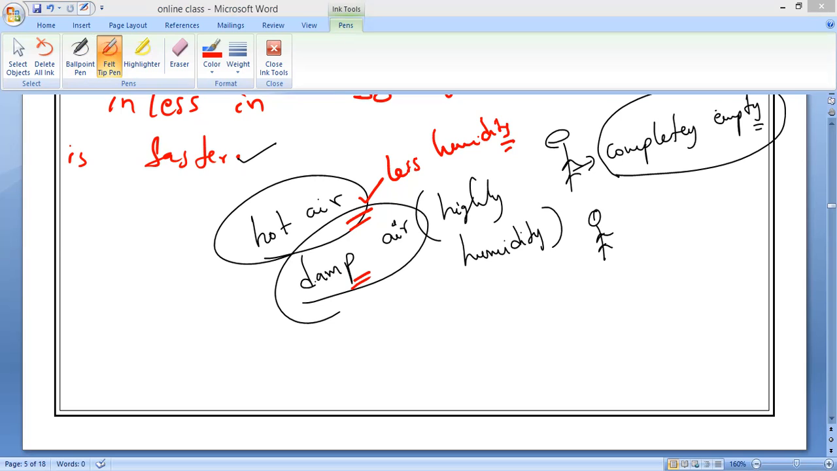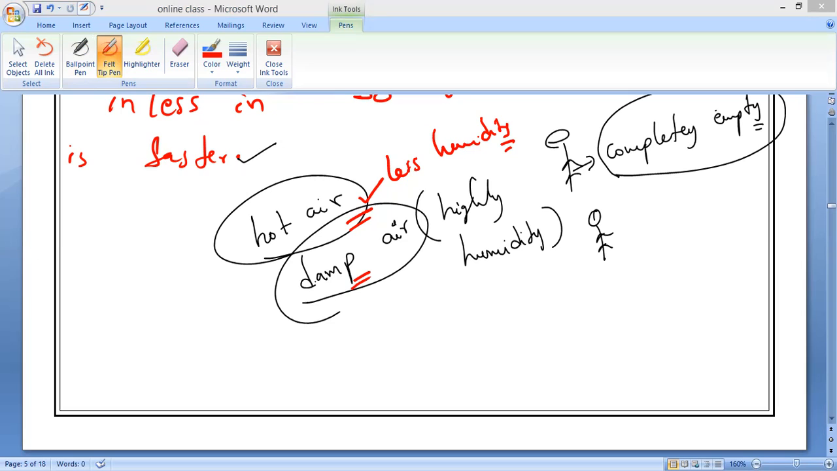Please all of you write it. From this we can conclude: when the humidity of air is low, the rate of evaporation is high. If the humidity is more, then the rate of evaporation is what?